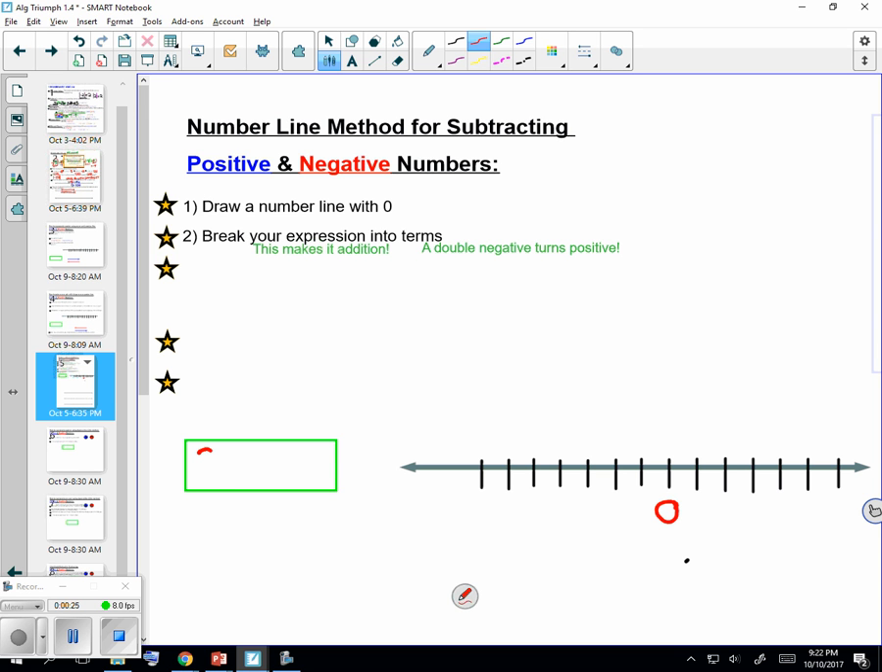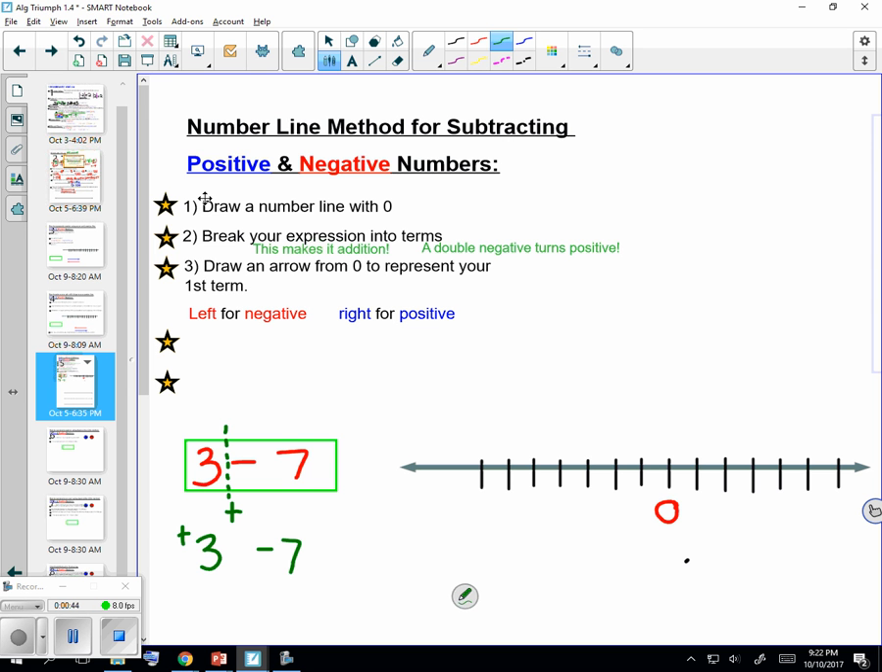Let's say I have 3 minus 7. When I break it into terms, I get a hidden plus sign in here, and I get the terms positive 3 and negative 7. Draw an arrow to represent your first term starting at 0. I'm going to draw 3. 1, 2, 3. Assume I count by 1. Then, oh, did I make it go right? Yes, because it's positive.